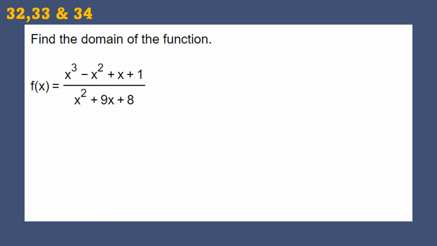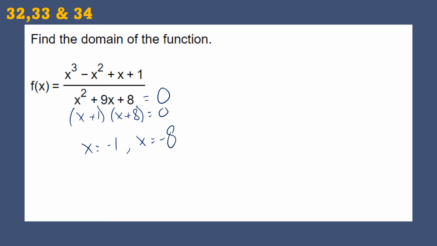Let's talk about domain. Finding the domain of a rational function comes down to figuring out what would break it. And what would break this is if the denominator were 0. So I just want to find out what numbers would make this 0. Now, one effective way to do that would be to factor it, because when we set a quadratic equal to 0, we factor it. And so this one is x plus 1 and x plus 8. So when does it equal 0? Well, it equals 0 when x equals negative 1 and x equals negative 8.